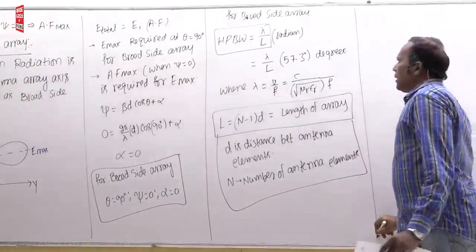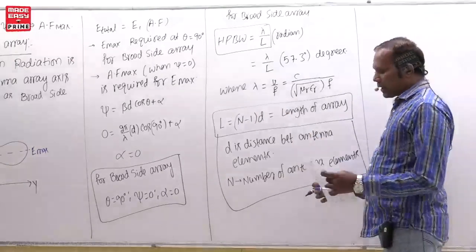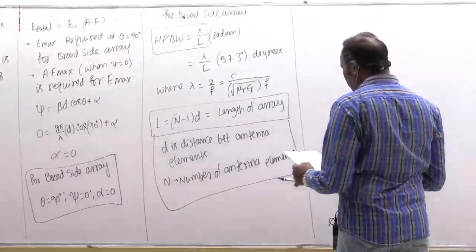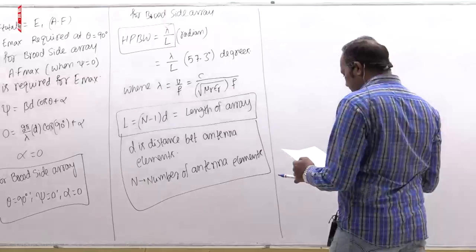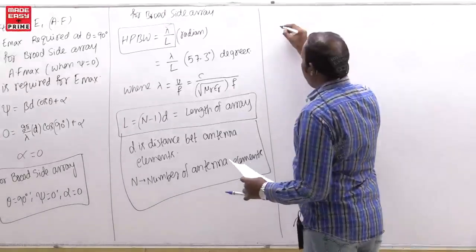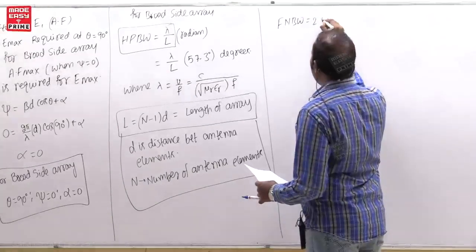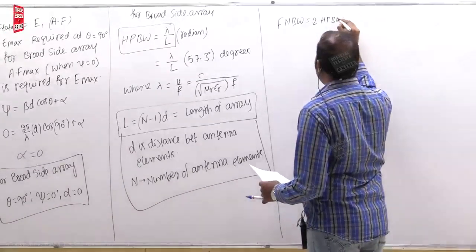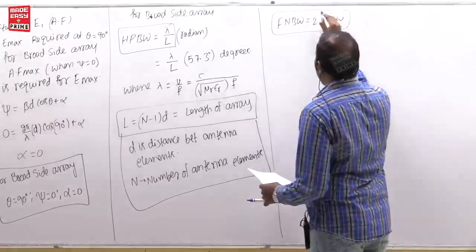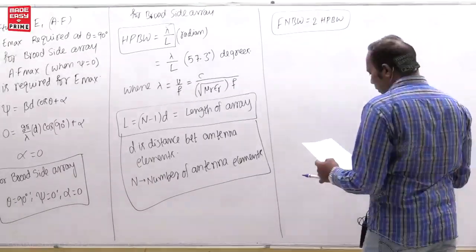You remember that one. Half power beam width for broadside array. Okay. Now, this FNBW, you know that, na? FNBW is nothing but 2 times of half power beam width, student. 2 times of half power beam width you get. That no need to remember.